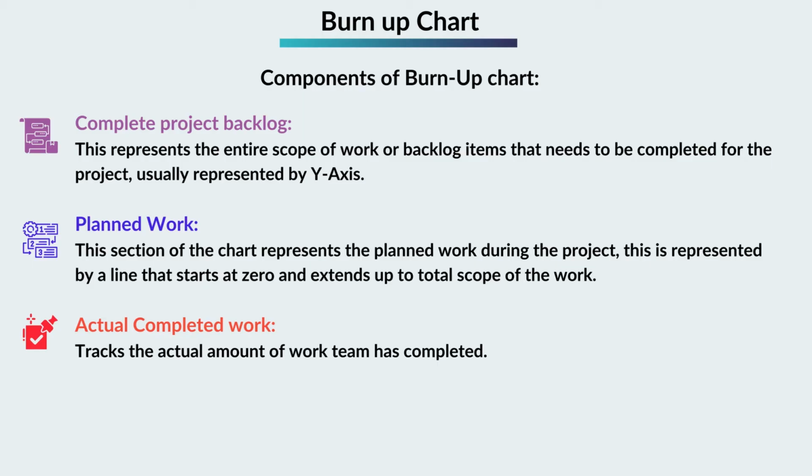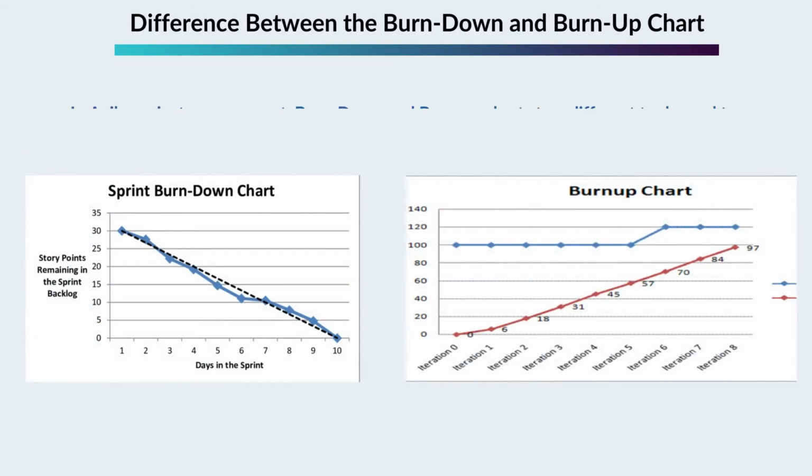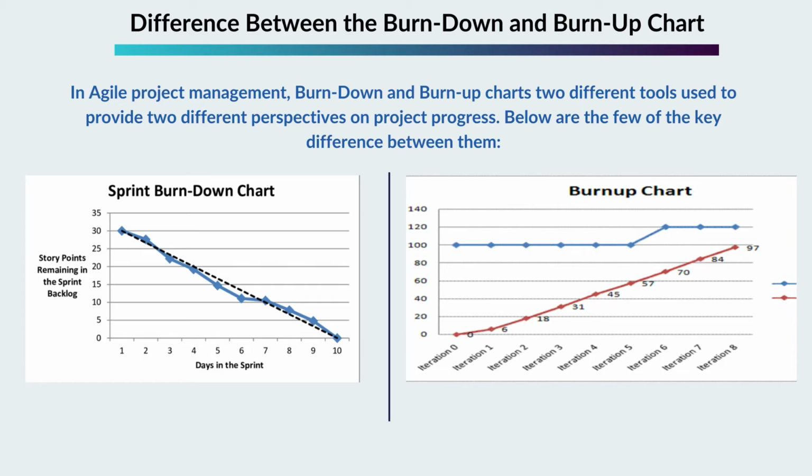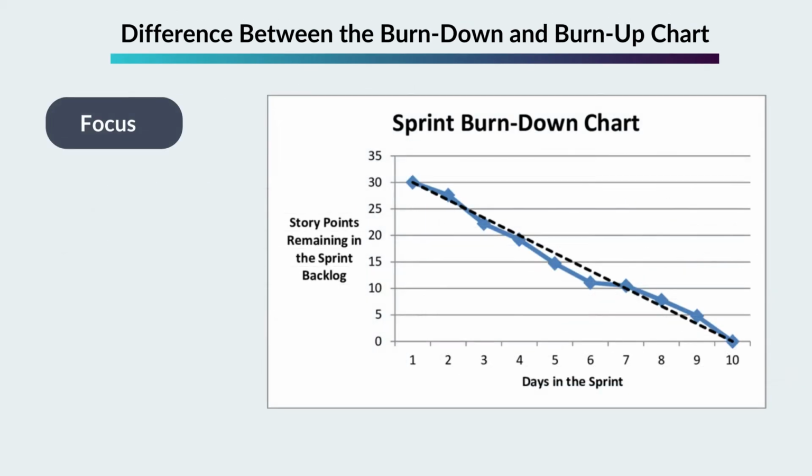Difference between the burn-down and burn-up chart. In Agile project management, burn-down and burn-up charts are two different tools used to provide two different perspectives on project progress. Below are a few of the key differences between them. Burn-down chart. Focus. A burn-down chart primarily focuses on the remaining work to be completed within a sprint or project.